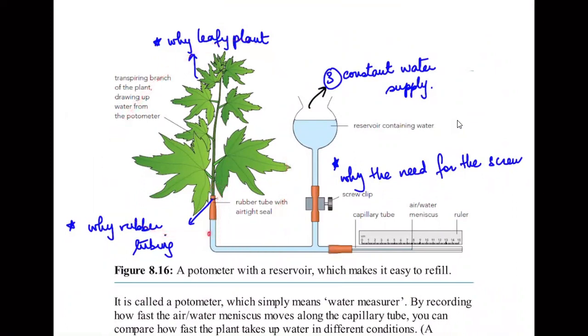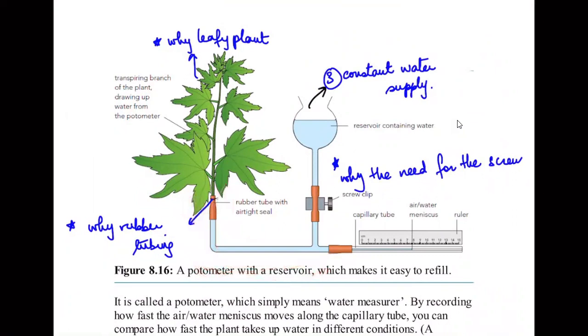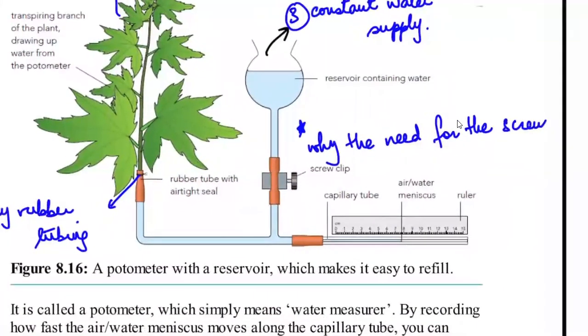So if we put this in water here, slowly, slowly the water will go in this direction. It will keep going in this direction. The leaf will take up the water. We know that the leaf takes up the water through the transpiration pull. So it's going to create a negative pressure in this part, a suction pull, just like when we draw water through a straw.